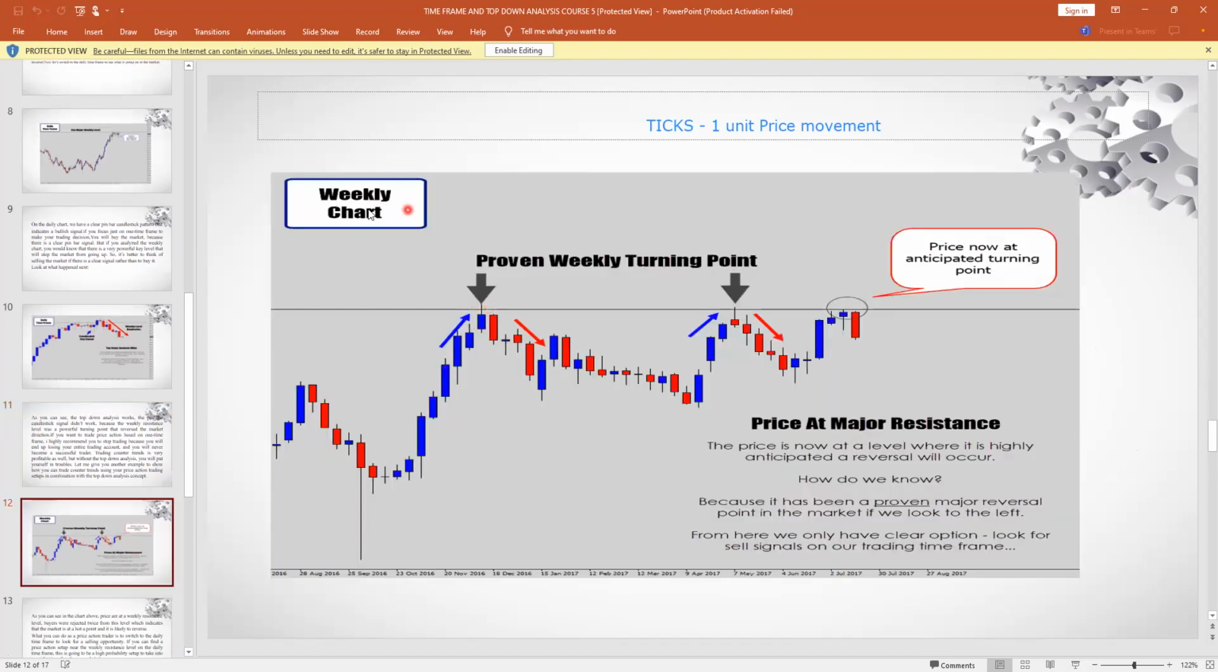We can see this is the weekly time frame. And this is a proven turning point on the weekly time frame. And then we see that price got there. Can you see the price is now at a level where it is highly anticipated a reversal will occur? How do we know? Because it has proven a major reversal point in the market. If we look at the past, can you see the previous candle? Can you see the way the market closed at the previous candle? Which is a very interesting one. So what happened next? We had a strong bearish candle that followed.